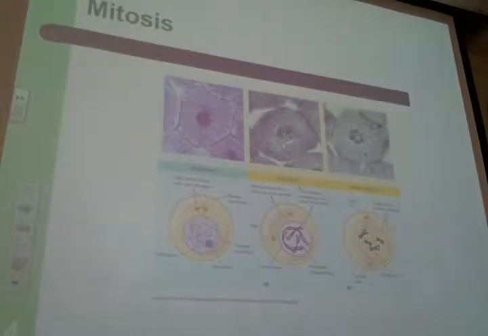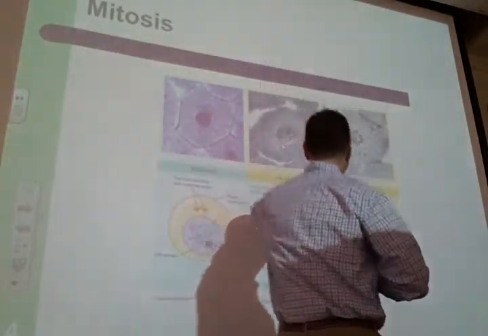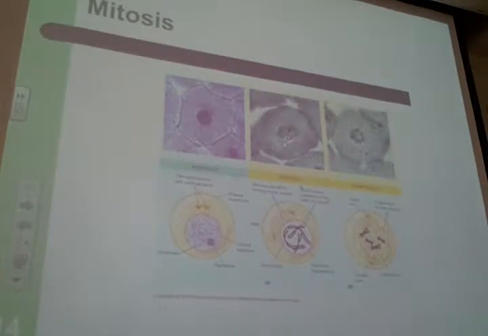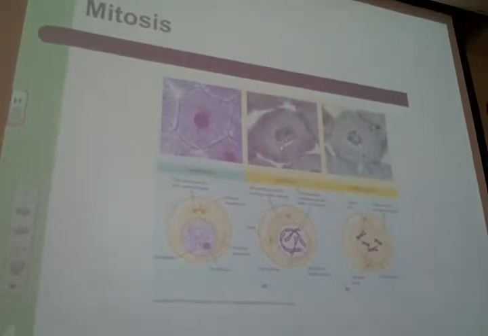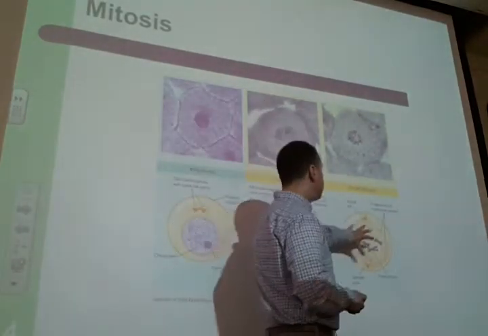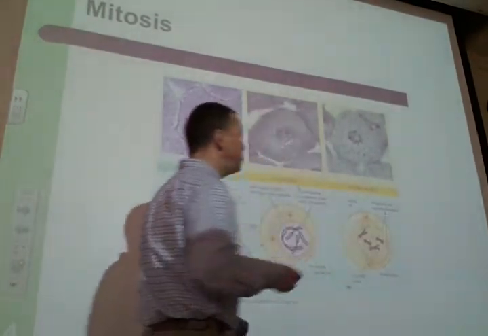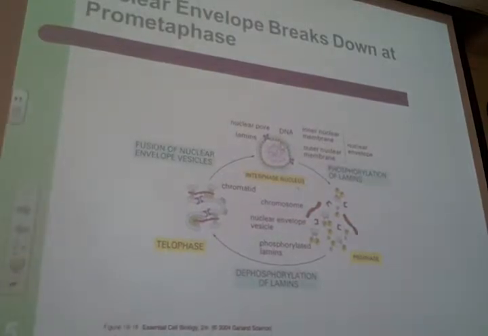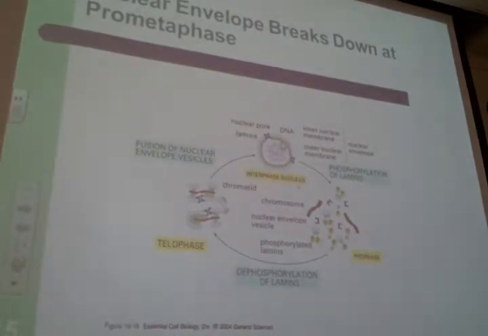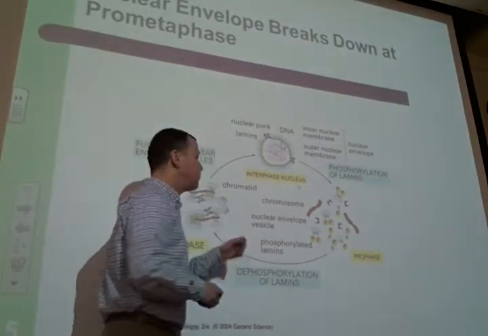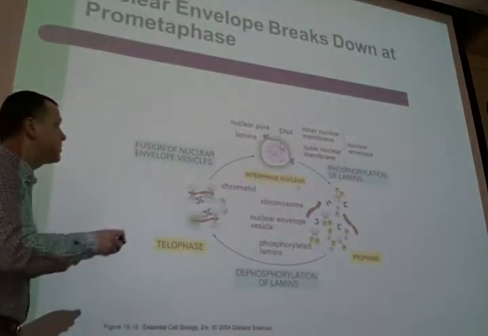Okay, so from prophase we go into prometaphase. The hallmark event is the breakdown of the nuclear envelope. It's the hallmark event of prometaphase. We've actually studied this before. If you remember back when we were looking at nuclear structure, I showed you the same picture. So it's worth quickly showing you this again.